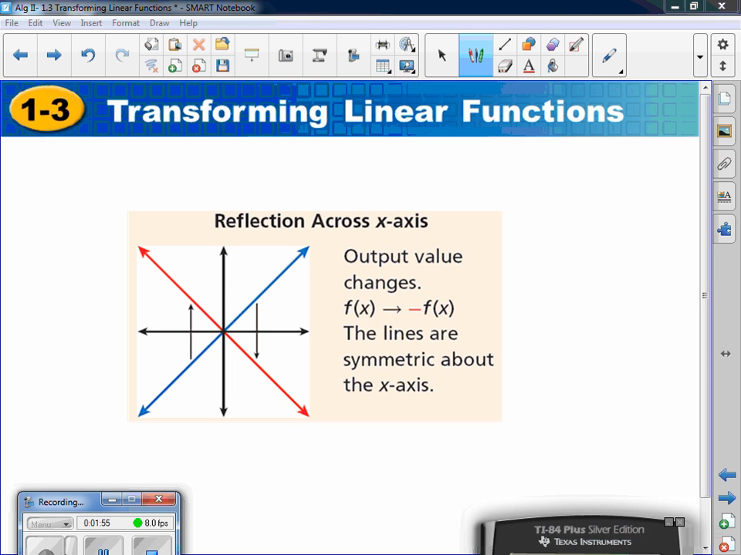To have a reflection over the x-axis, in the last section, if we wanted to reflect something over the x vertically, you had to change the y. But instead of y, we have a function. So if you want to reflect over the x, you need to change the sign of the entire function.